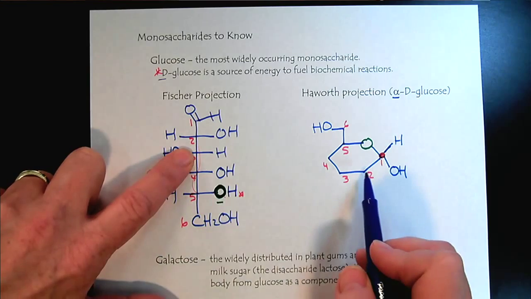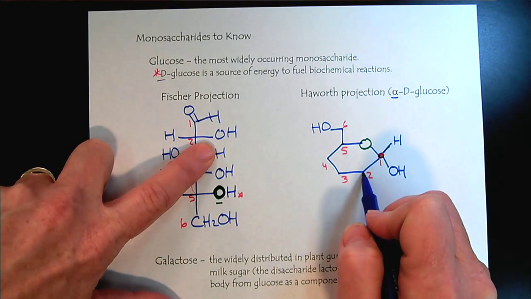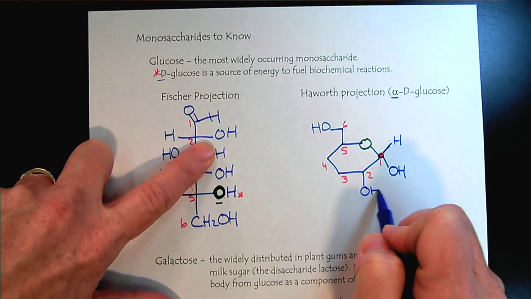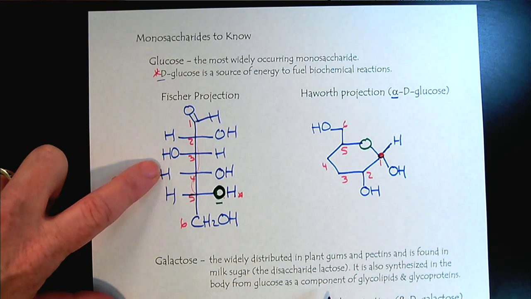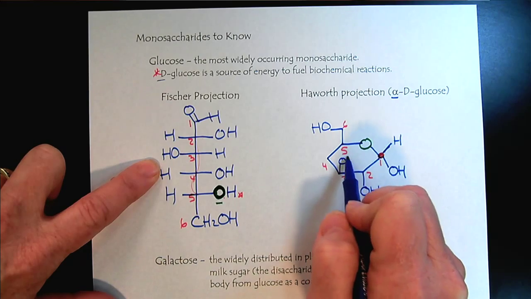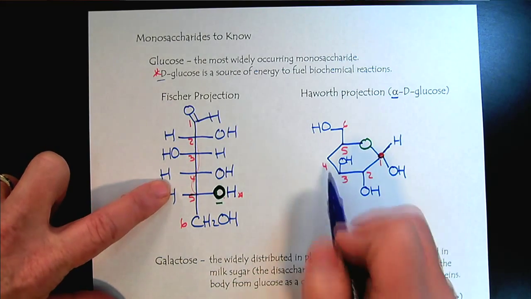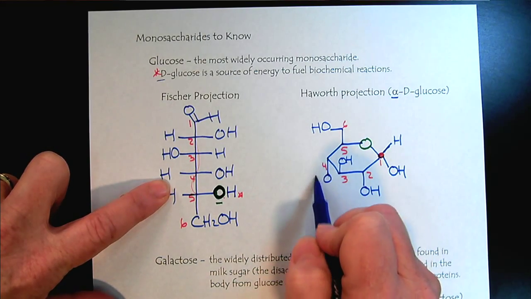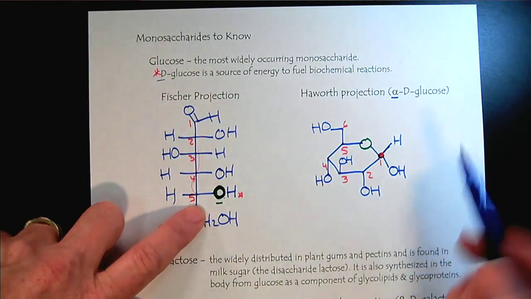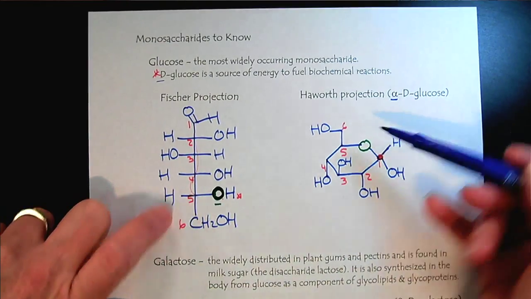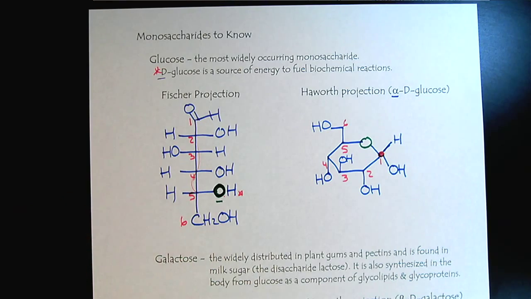So when we get to carbon 2, the hydroxyl group is on the right, so it points down. When we get to carbon 3, it's on the left, so it points up. And then carbon 4 is down. We've already taken care of carbon 5, and carbon 6 is our flagpole.